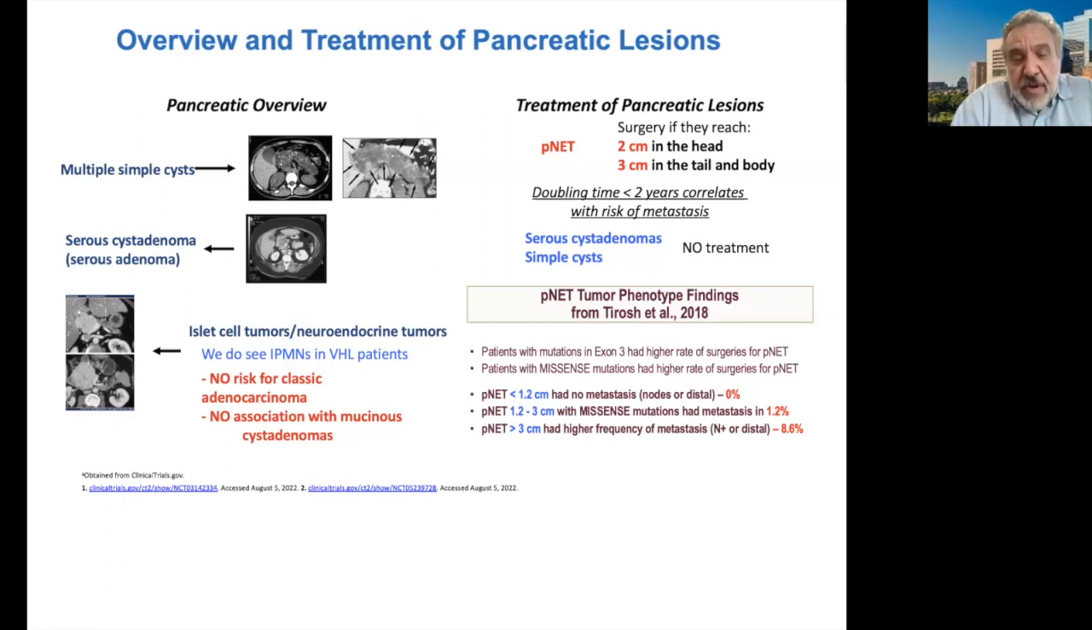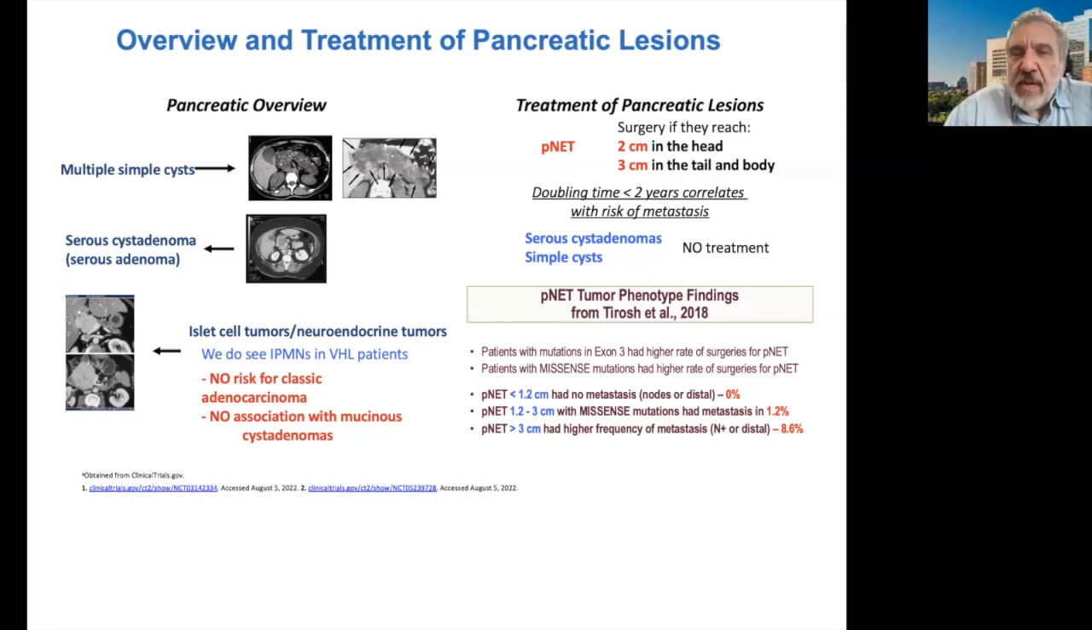Is it theoretically possible that somebody develops pancreatic adenocarcinoma? I guess yes, but I haven't seen that in 25, 28 years of practicing with patients with VHL disease. They are not at increased risk. So how do we treat them?